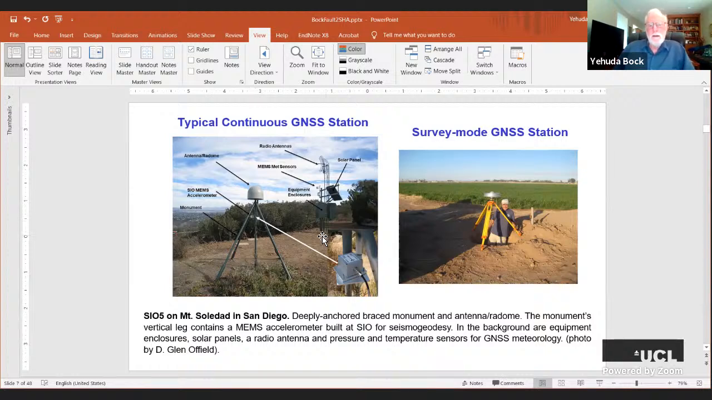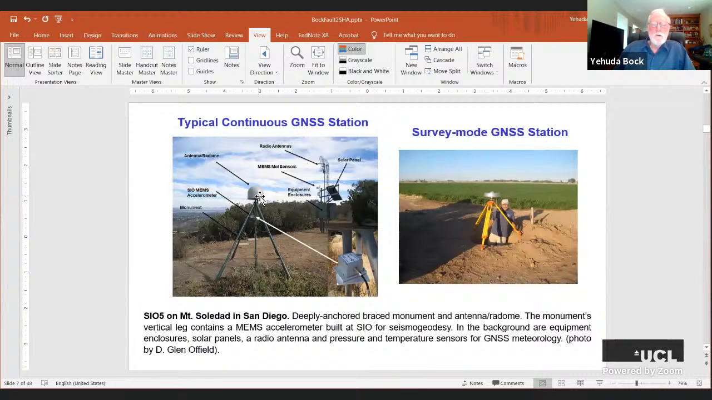And typically you'll have a receiver. The GPS receiver will be in some kind of enclosure. We have solar panels and radio antennas to transmit the data. We'll also have MET sensors to do what's called GPS meteorology. And then the antenna is connected through cables to the receiver. There's a covering of the antenna.